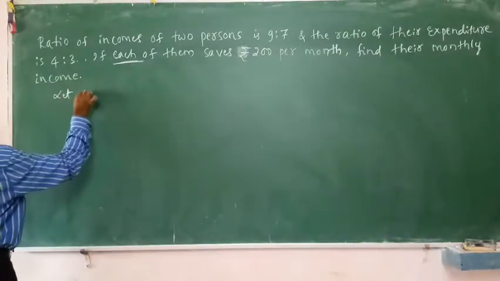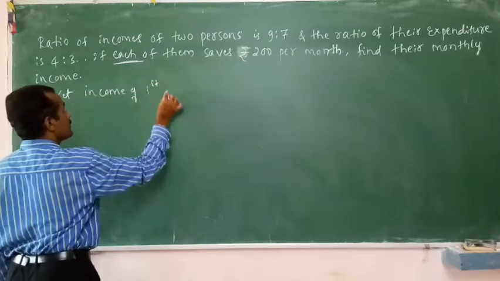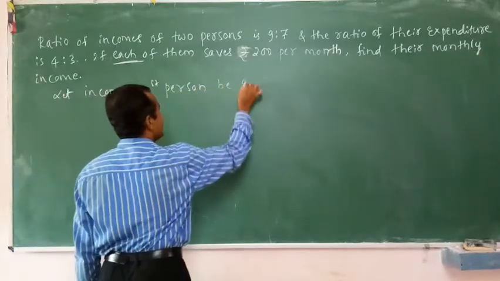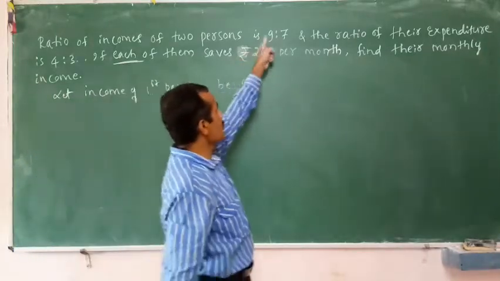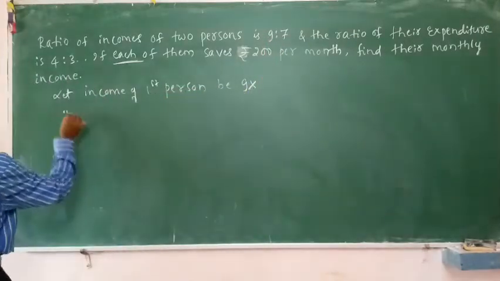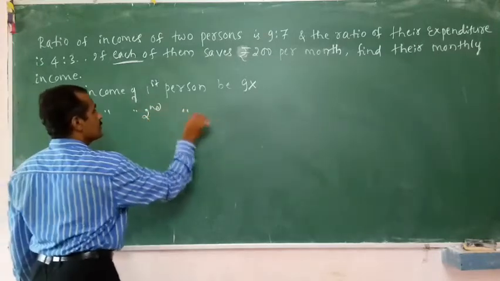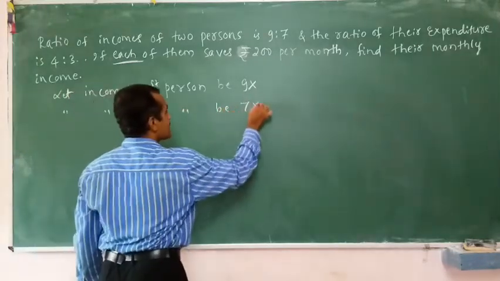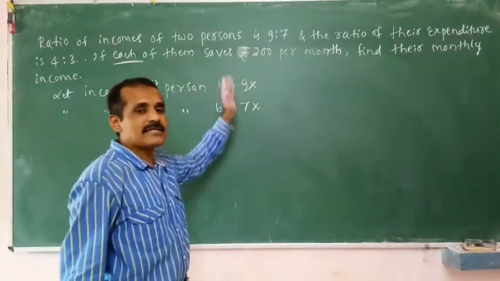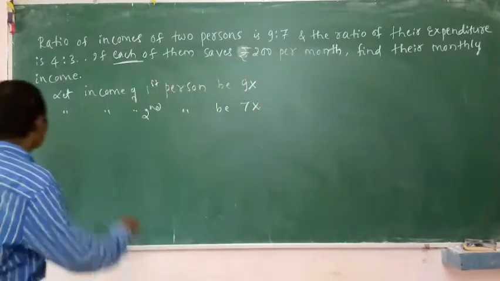Let income of first person be 9x. 9:7. I will take the first person's income as 9x. Let income of second person be 7x. I have taken the first person's income as 9x, second person's income as 7x. I have to go for the expenditure.